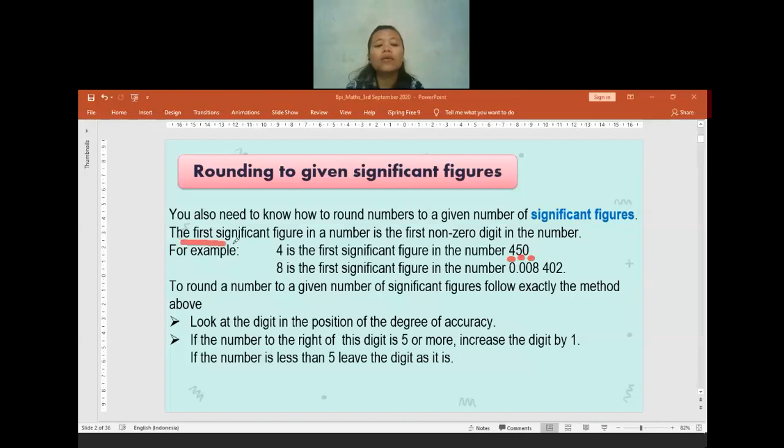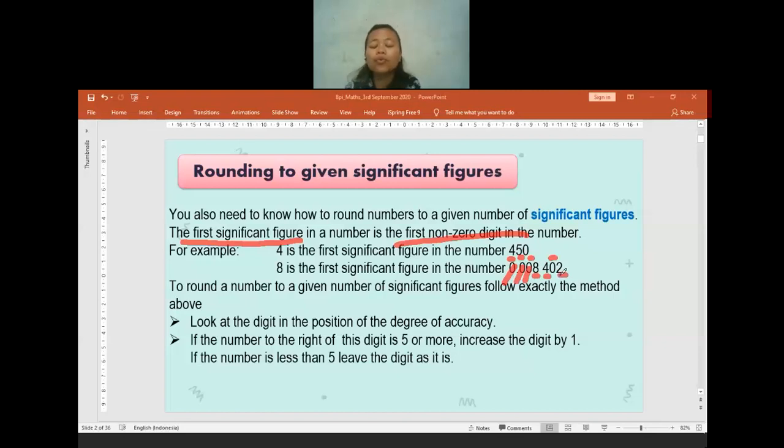Now, if we have another number, 0.008402. Remember, the first significant figure is always the first non-zero digit. This starts from 0, so this is not significant. This is still 0, so not significant. This is still 0, so not significant. The first significant digit is 8. The second significant digit is 4. The third significant digit is 0. The fourth significant digit is 2.